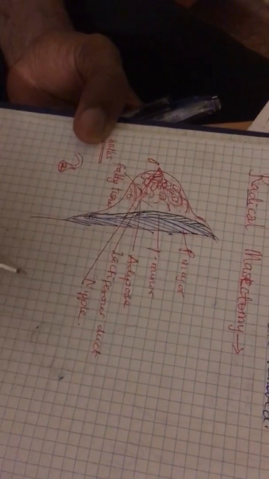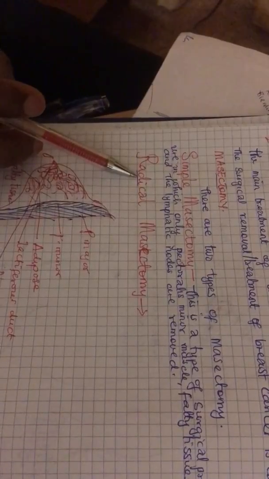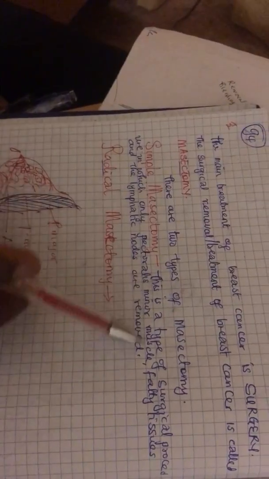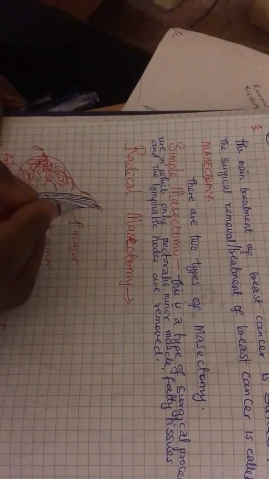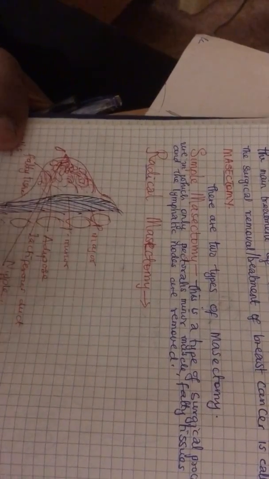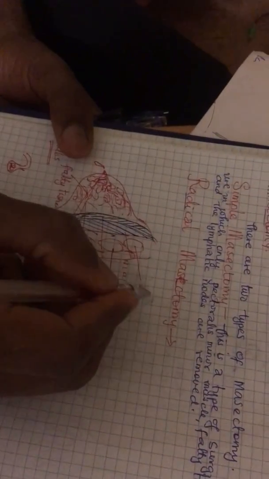Now we talk about simple mastectomy and radical mastectomy. We said simple mastectomy is the type of surgical procedure in which only... Also here, at the side of the breast, you are going to have nodules. I showed you 100 times the axillary lymph nodes. There are axillary lymph nodes here.